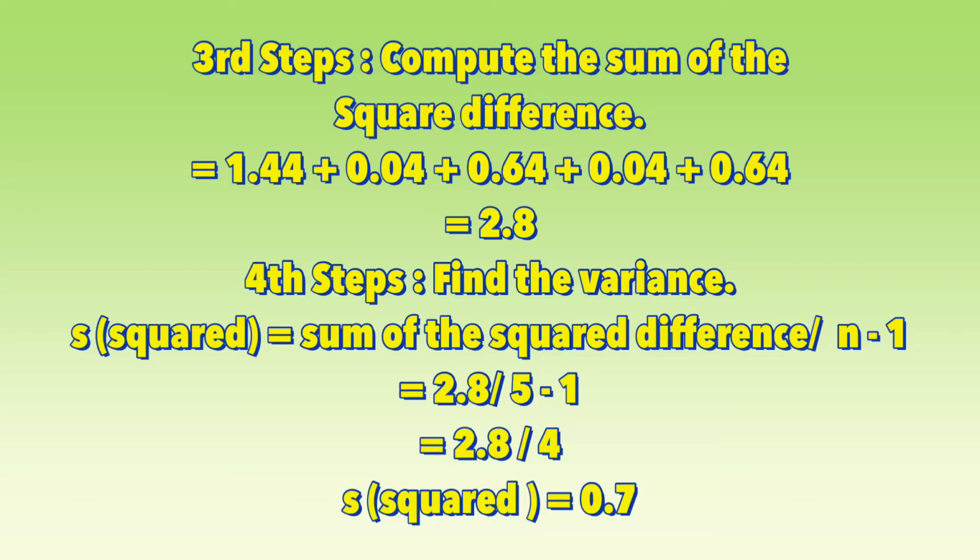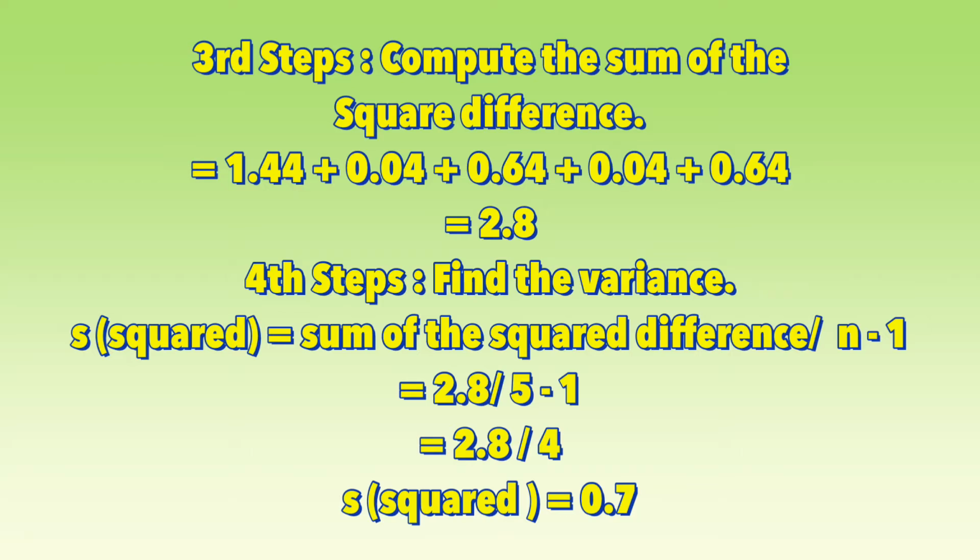The third step, we have to compute the sum of the squared differences. The squared differences are 1.44 plus 0.04 plus 0.64 plus 0.04 plus 0.64. These came from the second step. Then we add, and the total is 2.8.